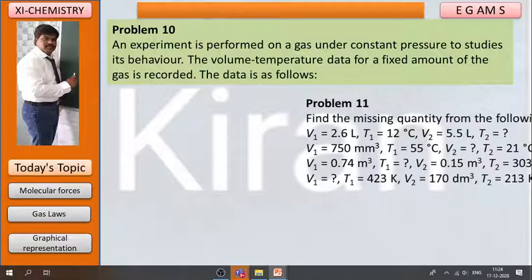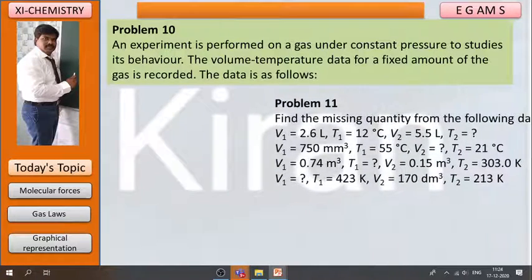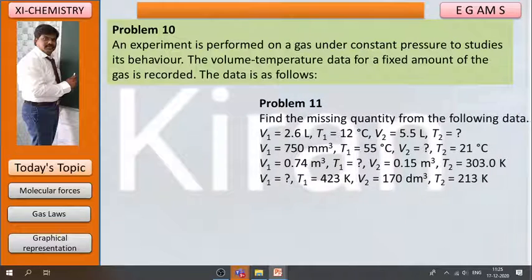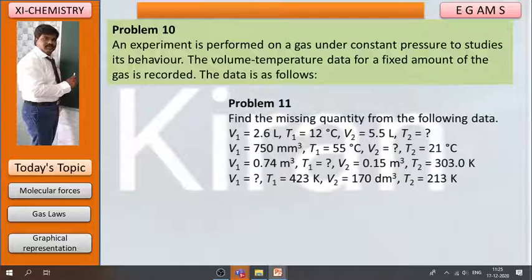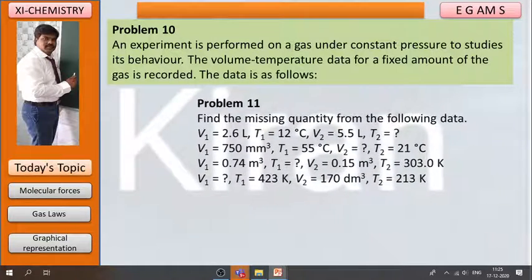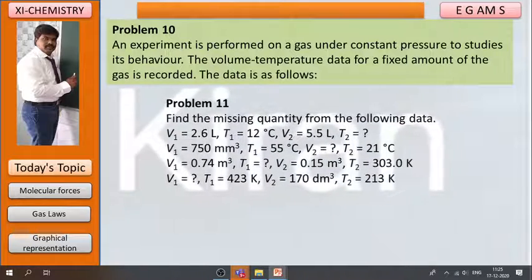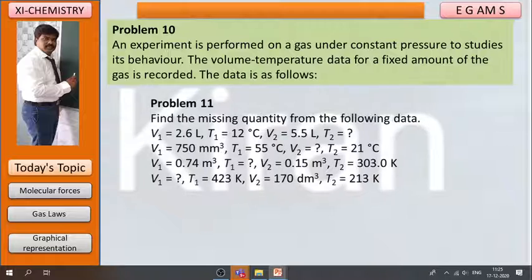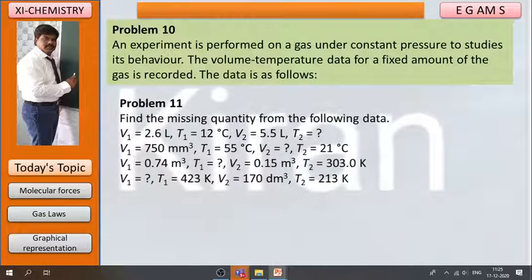Find the missing quantity from the following. V1, T1 and V2 they have given, you have to find out T2. V1, T1, T2 they have given, you have to find out V2. Among V1, T1, V2, T2, you have to find out the missing one, and again given V1 you have to find out T1.